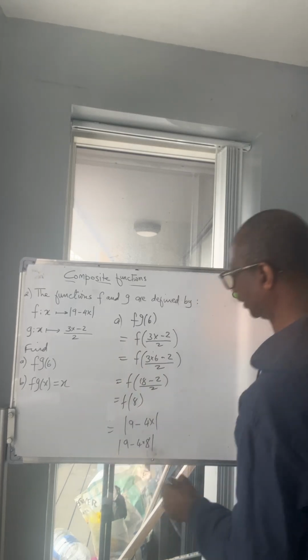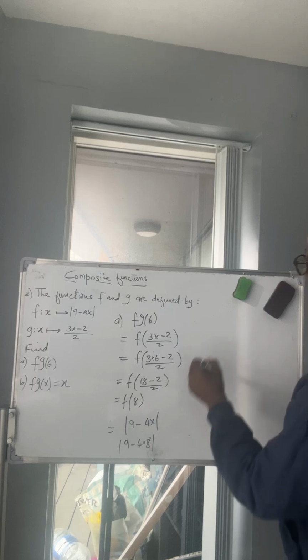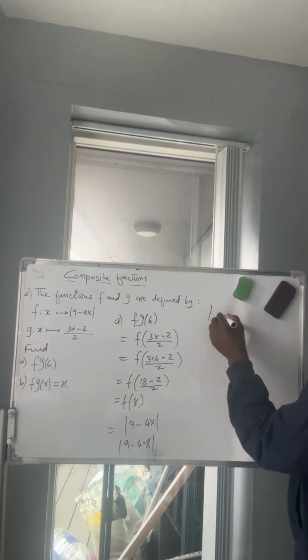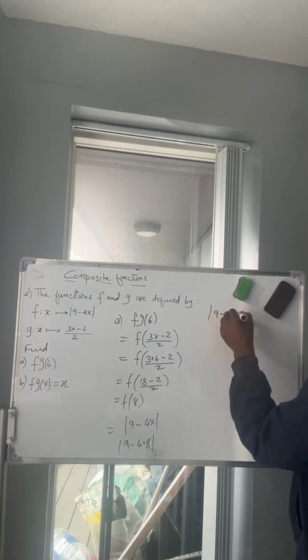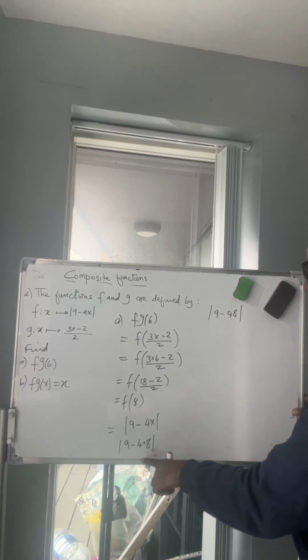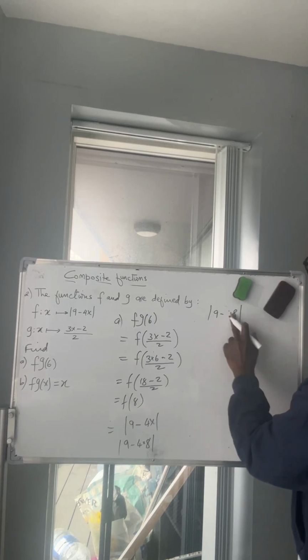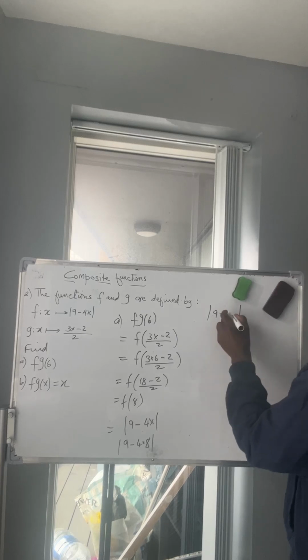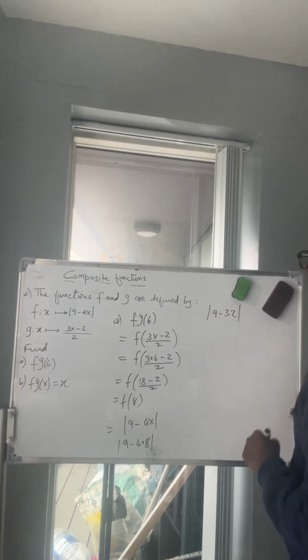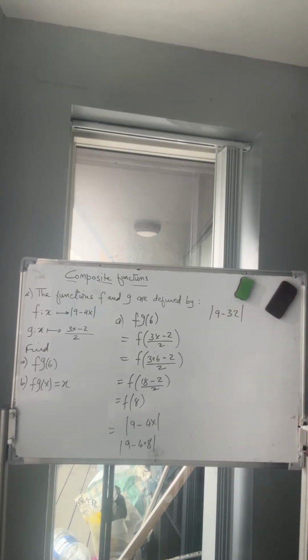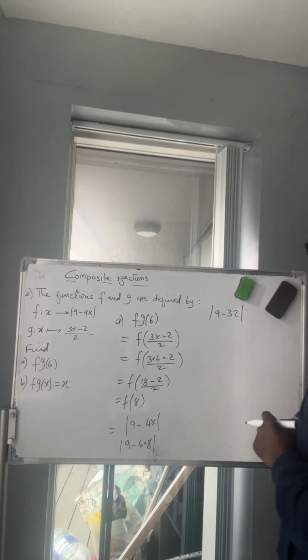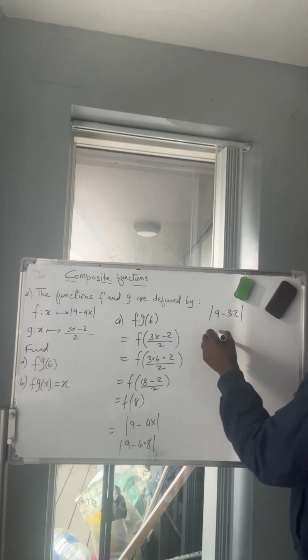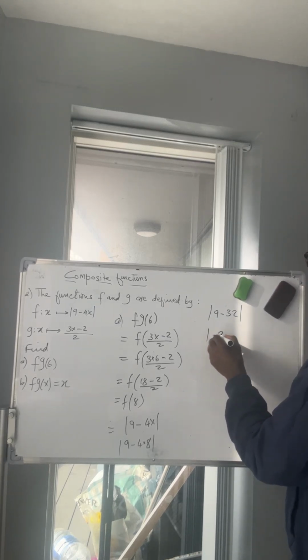So you have 9 minus 32, because 4 times 8 is 32. So what is 9 minus 32, or 32 minus 9, to say? 23. So you have minus 23.